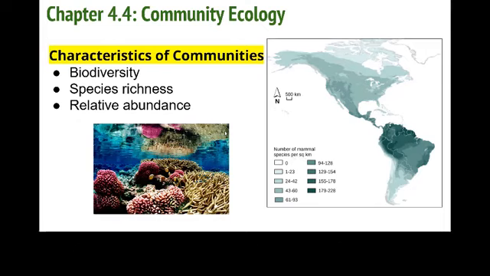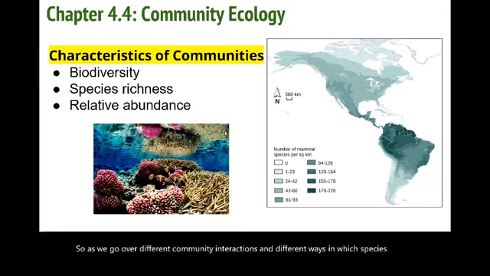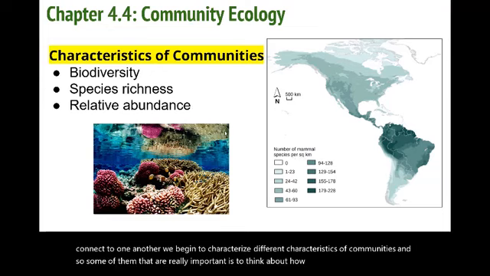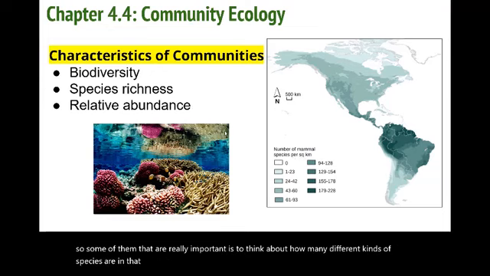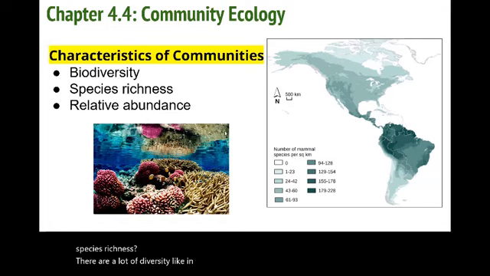So as we go over different community interactions and different ways in which species connect to one another, we begin to characterize different characteristics of communities. Some of the really important ones are to think about how many different kinds of species are in that community. How are they interacting with one another? Is there a lot of species richness? Is there a lot of diversity, like in the coral reef you see on this slide?